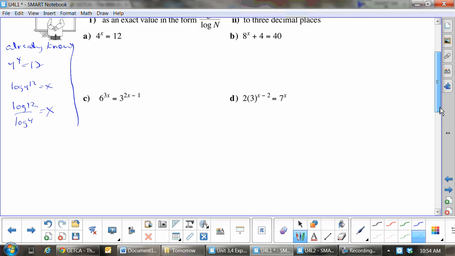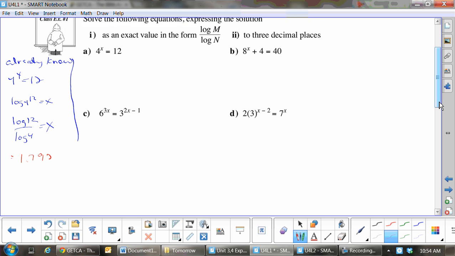But I can verify if it's right, because I will put 4 to the x equals 12. I'll do y1, y2, get my answer. I'll put in log 12 divided by log 4. I will get the same answer, the same decimal. And when you work out the decimal, it is 1.792. I've accomplished what they asked. Can you put it in log m over log n? Yep. And can you do it to 3 decimal places? Yep. It's 1.792.